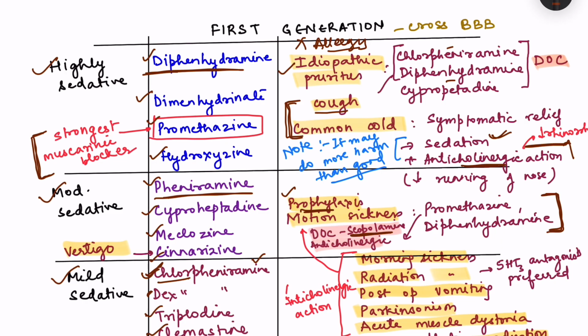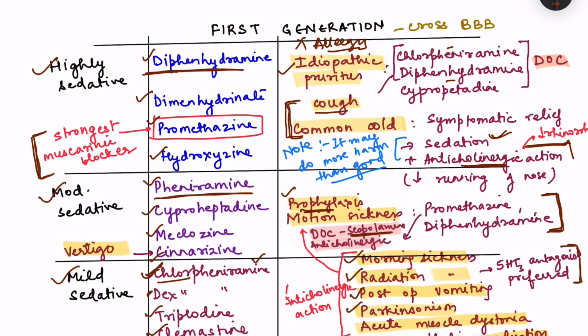Then, due to other anticholinergic actions, promethazine is used for other uses as well. That is morning sickness in pregnancy. Then radiation sickness, but again there are other preferred drugs for radiation sickness. That is, 5-HT3 antagonists are preferred. Then there is post-operative vomiting.